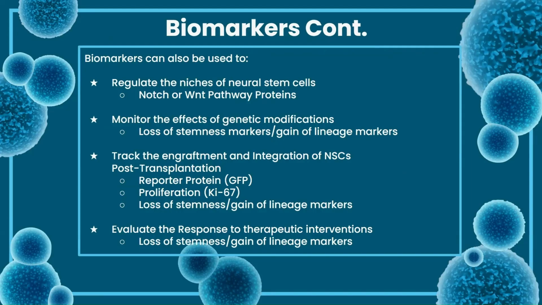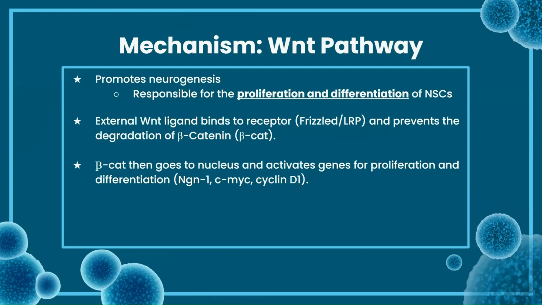Let's pivot to mechanisms. The WNT pathway promotes neurogenesis, which is responsible for the proliferation and differentiation of neural stem cells. This pathway works by having the external WNT ligand bind to a receptor, frizzled/LRP, and then that act of the ligand binding the receptor prevents the degradation of beta-catenin, BCAT. BCAT then goes to the nucleus, where it activates a bunch of genes for proliferation and differentiation, and these are the genes listed in parentheses.